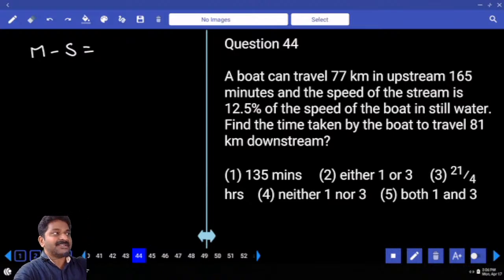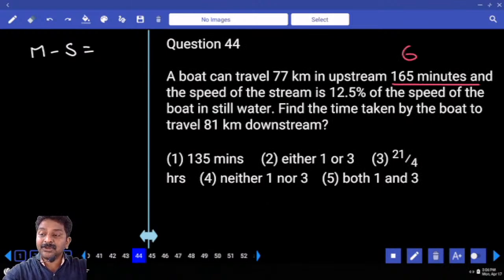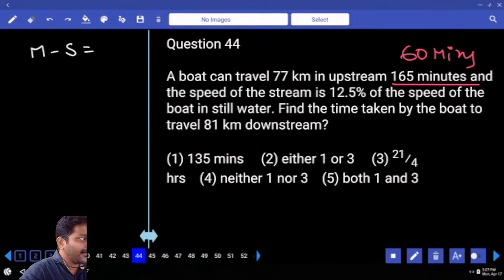Hundreds of times we have discussed. For these types of questions, how do we calculate speed without using the formula? Convert the time to 60 minutes. Did we discuss it or not? I don't want to use the formula. If you don't want to use the formula, you should convert it to 60 minutes. So using 165, how do you get 60? That's what you need to think of.